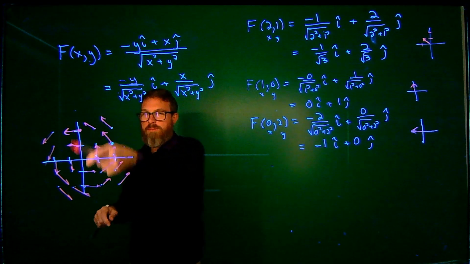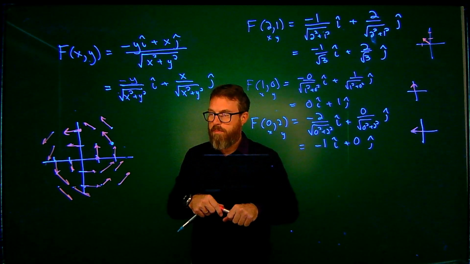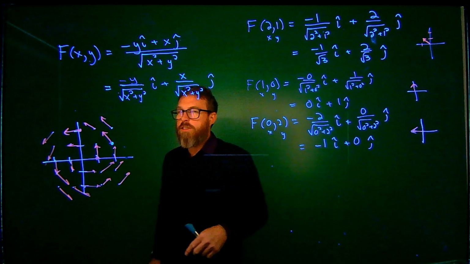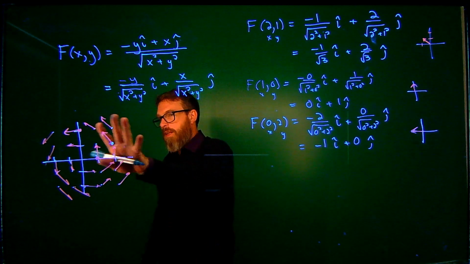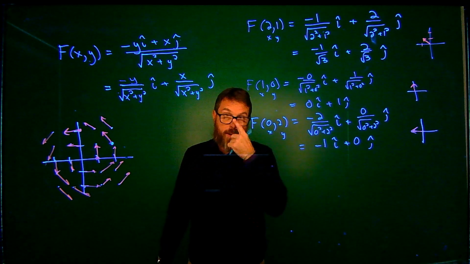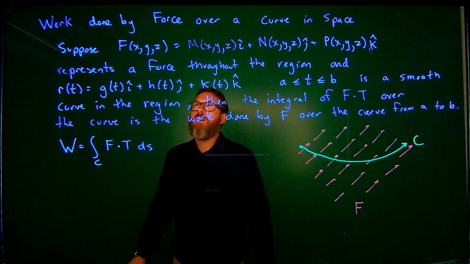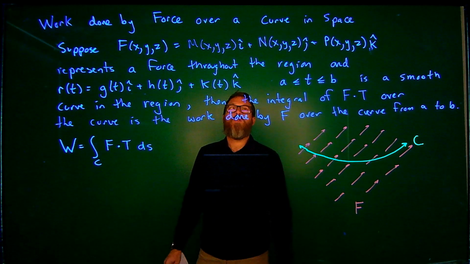Now you can see that circulation that we're getting here. So let's describe what work is done on these particular vector fields over top of a curve. So here's a definition. Work done by a force over a curve in space.